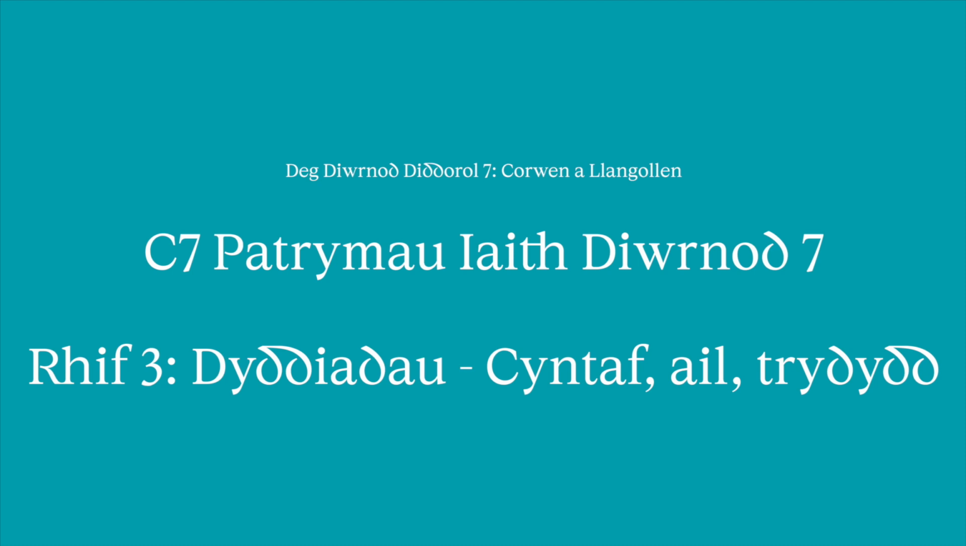Rhif 3. Dyddiadau. Cyntaf, ail, trydydd. Dates. First, second, third. Dates use the traditional counting system. When writing the dates as numerical figures, the shortened letters that follow are completely different to those in English. Here is a full list of the dates.